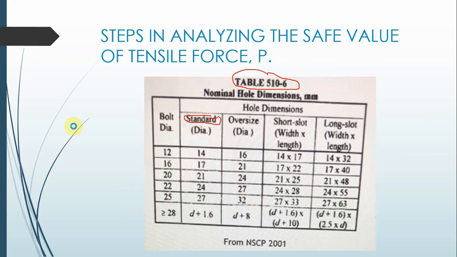For example, the problem says the bolt diameter is 20 mm, and it does not specify hot driven. Therefore, it is case 2. For 20 mm, you find 20 plus 1, which is 21. So our standard diameter is now 21 mm.